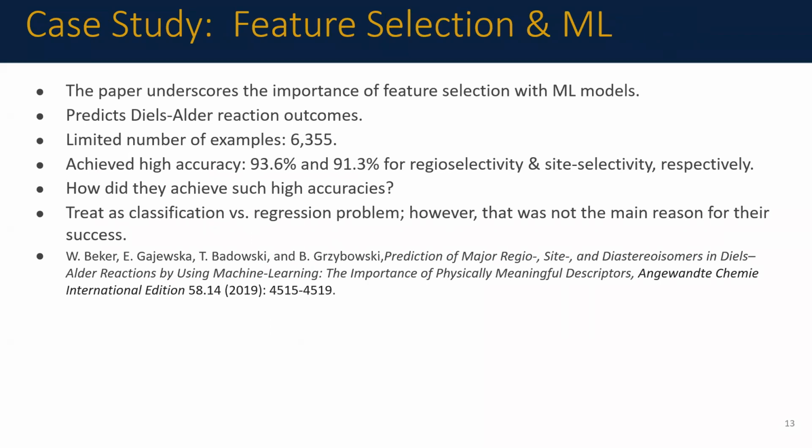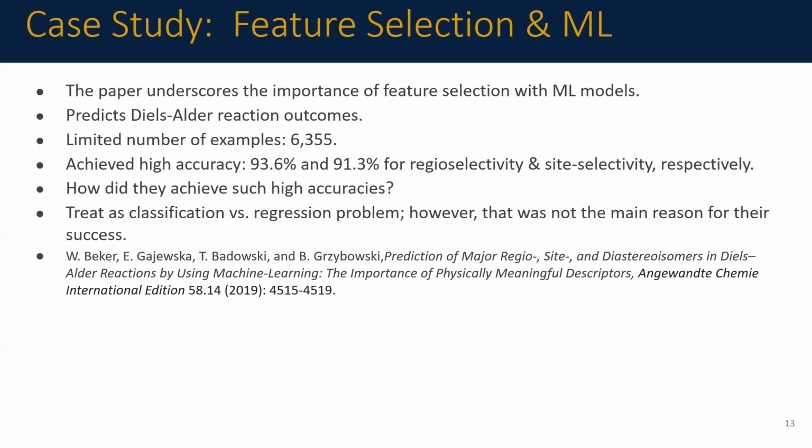So what we thought we would do is provide somewhat of a case study of an example where there was some feature selection that was used for a machine learning model. This particular case study is taken from a paper that was published by the Grzybowski group a few years ago. And essentially what they were trying to do was Diels-Alder reaction outcome prediction.